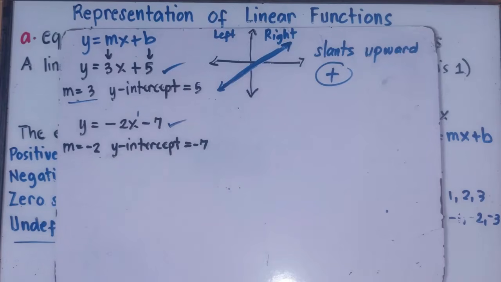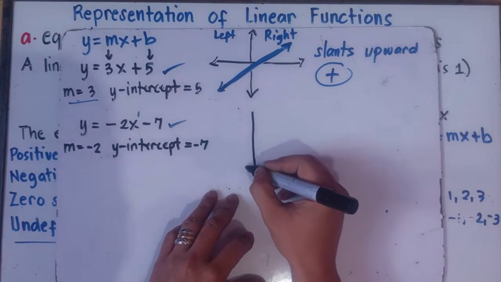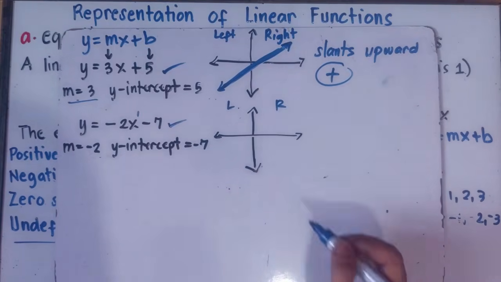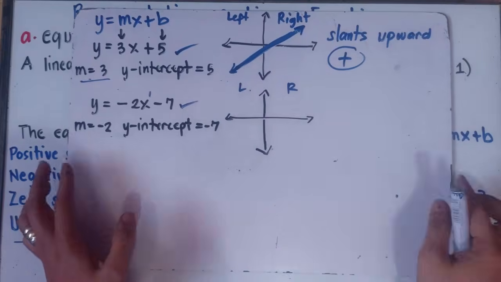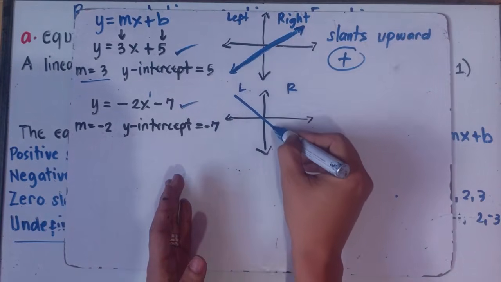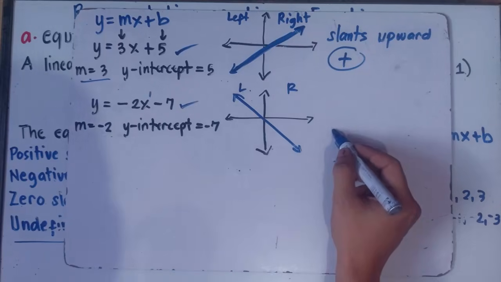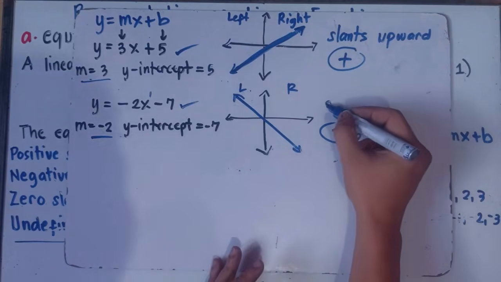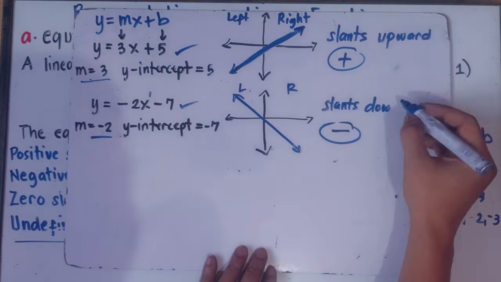Now, what would be your expected graph with regards to this one? Your expected graph would be a line that falls from left to right. Once again, this is left, and this is right. If you have a negative slope, the line falls from left to right. So this will be your expected graph. Why is that? Because you have a negative slope. If you have a negative slope, automatically it will slant downward. So your graph slants downward.